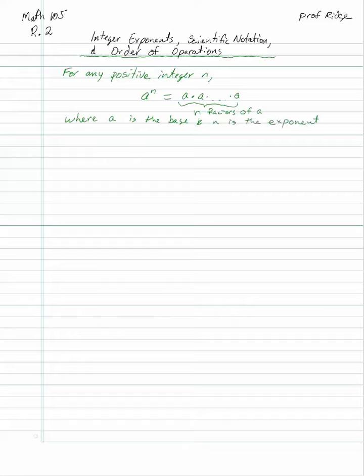Now what I want you to notice is, as an example, if I said 5 to the 3, I'm not multiplying 5 three times with itself. I'm multiplying 5 actually only twice. The key is there are 3 factors of 5 being multiplied together. So it's not 5 times 5 times 5 times 5. There aren't 3 multiplication symbols. There are 3 fives, 3 factors of 5. Okay, so make sure you got that.